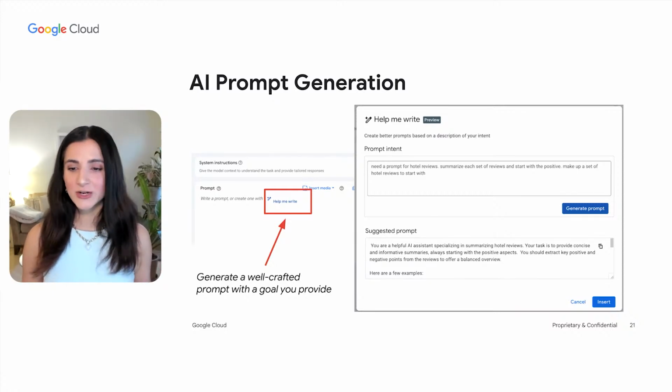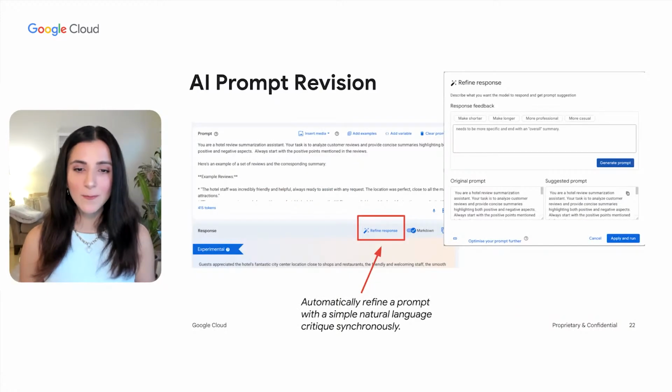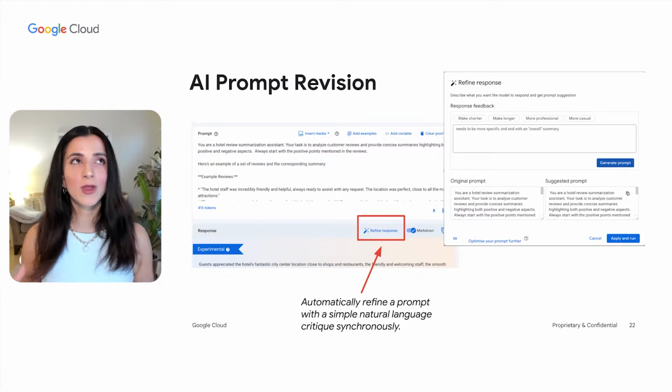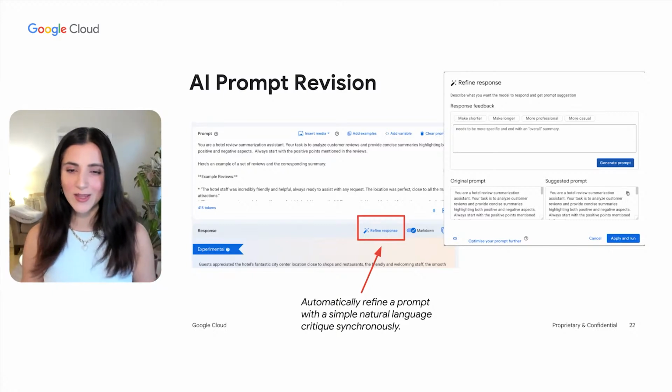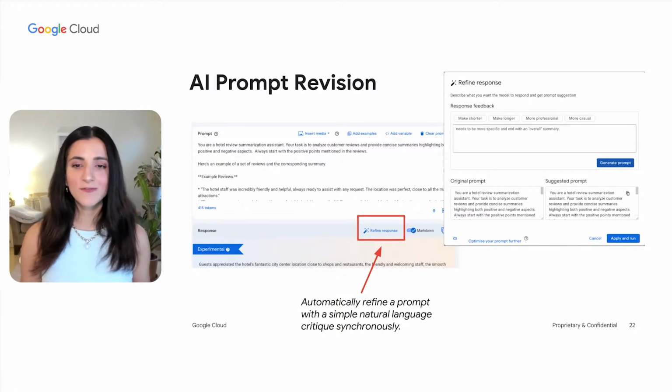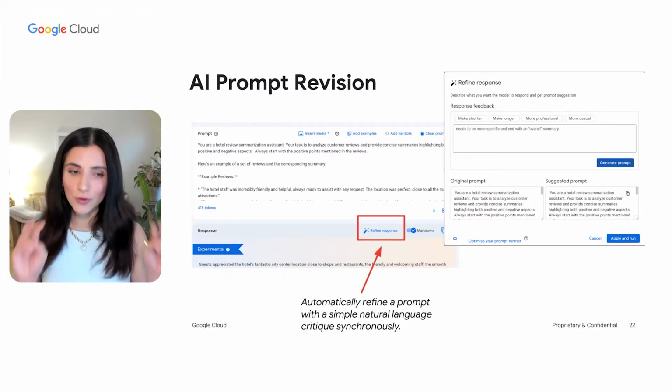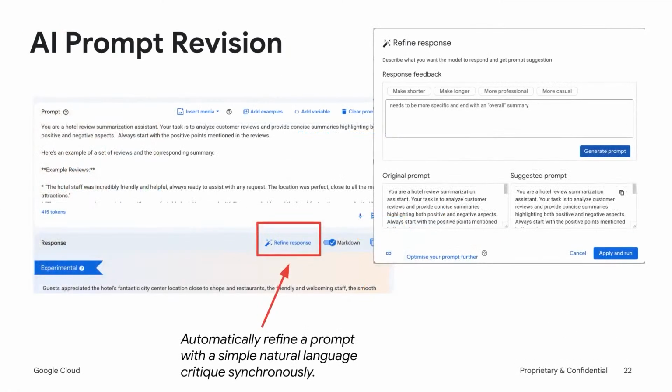And once a prompt's been generated for you, you can insert it into the prompt box. And then you have the ability to do AI prompt revision, where you can automatically refine a prompt using simple natural language again and critique it synchronously. So maybe you get back the response from the model for that particular prompt that was generated, but it's not quite right. So here I've provided some feedback in natural language. I'm saying, okay, we need this prompt to be more specific and we want it to end with an overall summary. And then we'll generate prompt again.